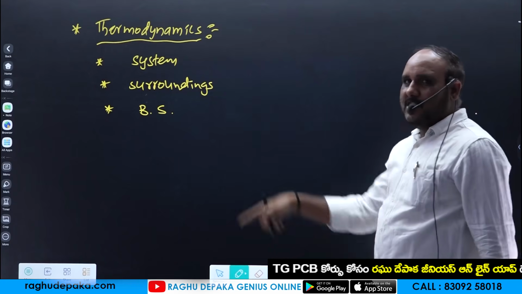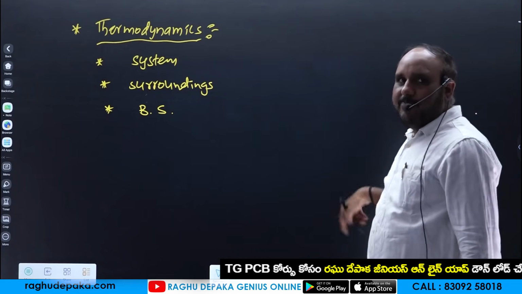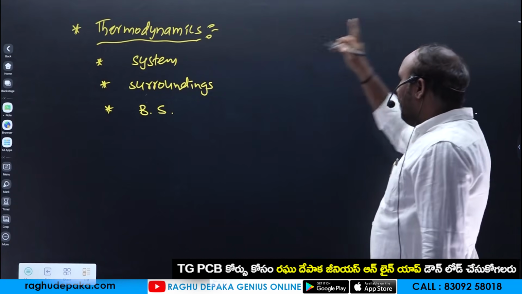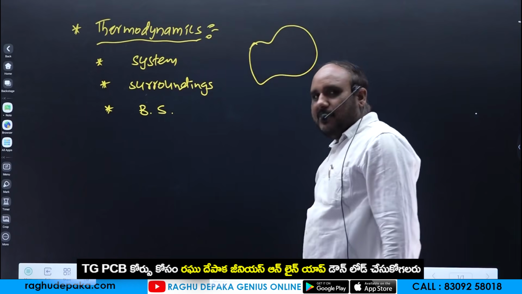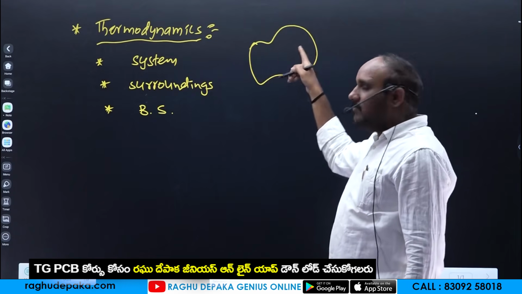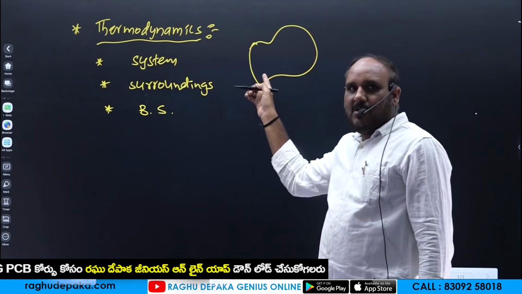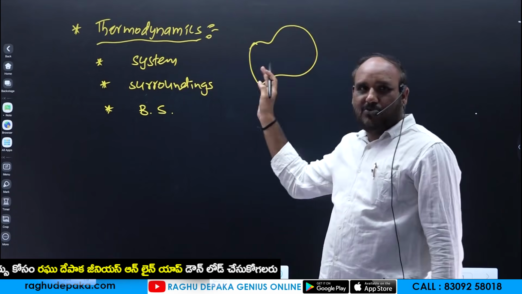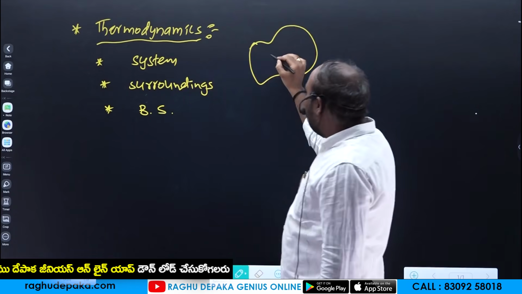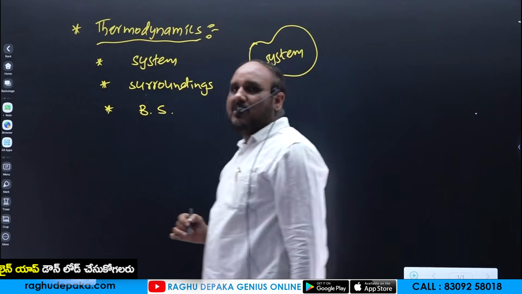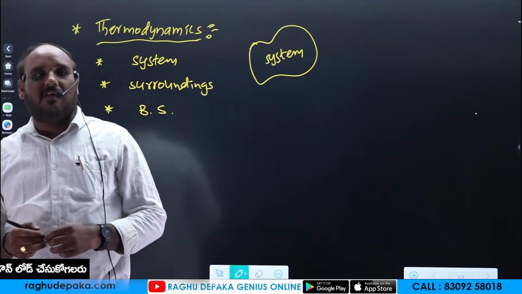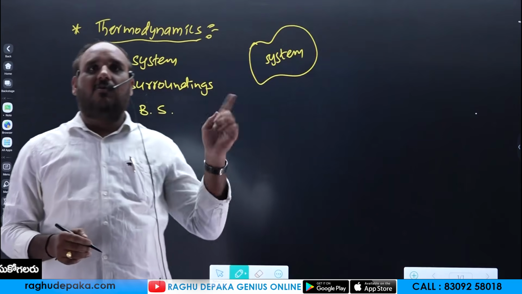So just use this board. The board is the universe. In this entire board I am going to select some particular portion only. This is the portion which is under my observation. Only a little bit of portion is selected that is under my observation, and that is called system. Any specified portion which is under our observation or under our study is called system.